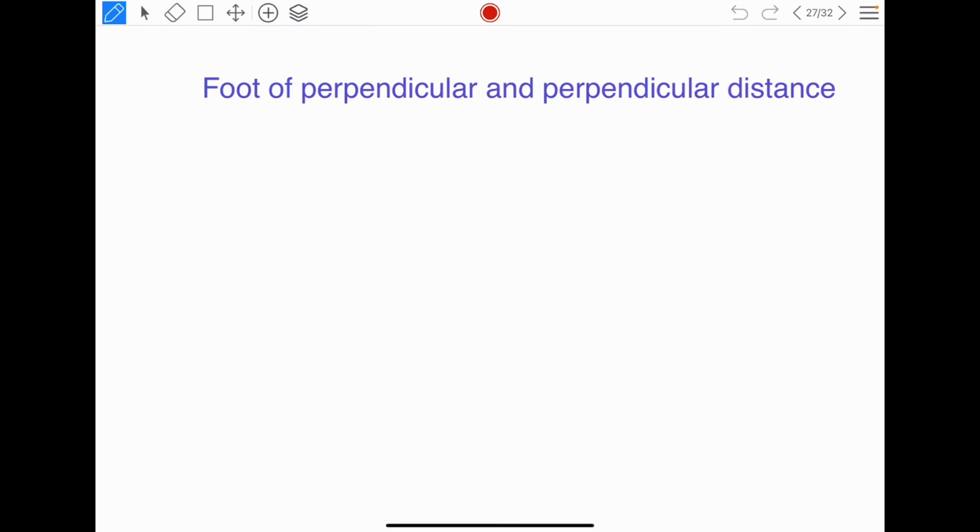All right. The last concept for this chapter, straight lines, is foot of perpendicular and perpendicular distance. Okay, so let us do this concept as well.